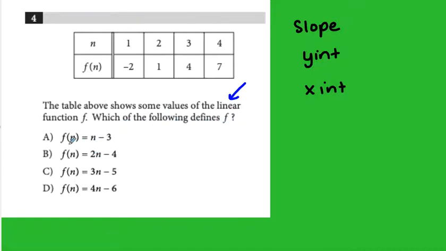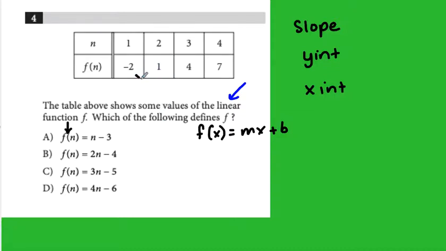So I vertically scan. They're just giving me function notation, and then I notice that I have n, 2n, 3n, and 4n. If they're in the form f of x equals mx plus b, they each have a different slope. I also notice that if I look vertically, the y-intercepts are all different. So I can either calculate the slope or calculate the y-intercept. I'm going to work with the slope, and I'll show you both ways.